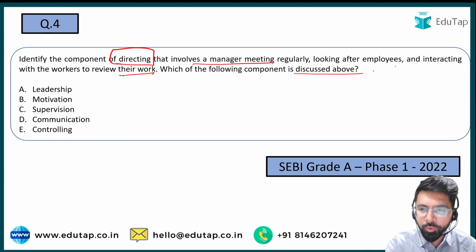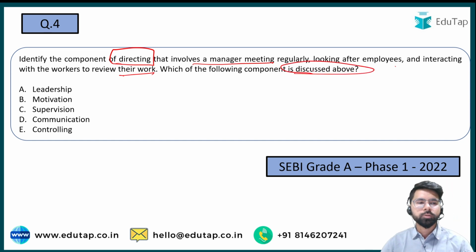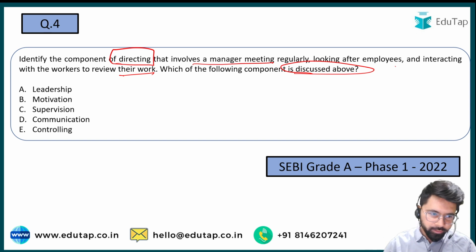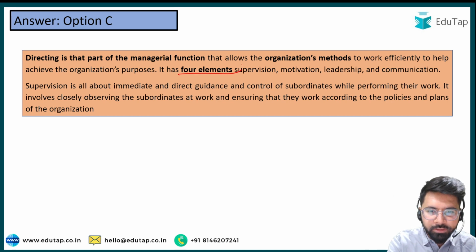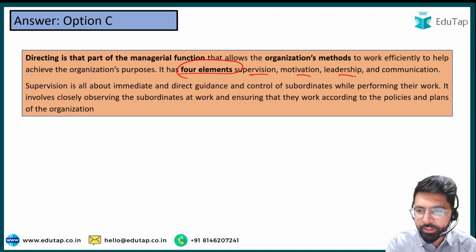Which of the following components is discussed below? So friends, there are 4 components as a part of directing. Now you must be aware what would be the particular answer. If you are not aware, the answer here is option C, supervision. See, there are 4 elements: supervision, motivation, leadership and communication.